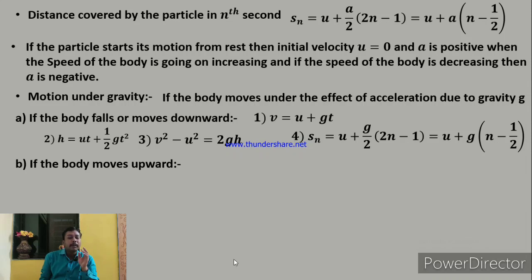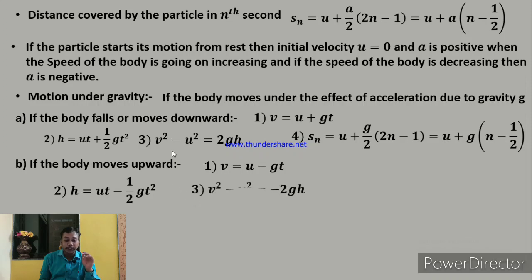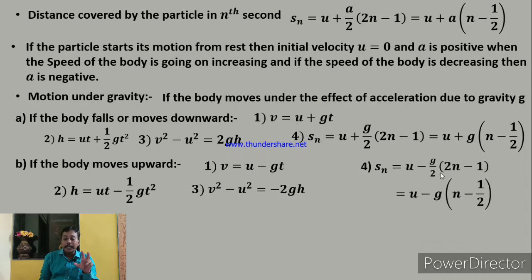In the second condition, if the body moves upward, then these four kinematical equations are changed. Means if the body moves upward, then a is equal to minus g. Then the first equation becomes v = u - gt, because instead of plus g we have to use minus g. In the second equation, h = ut - 1/2 gt². In the third, v² - u² = -2gs, because g is negative. And S_n or H_n = u - g/2 (2n - 1), or u - g(n - 1)/2.